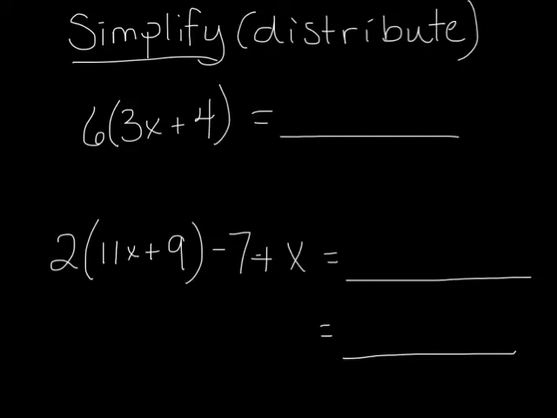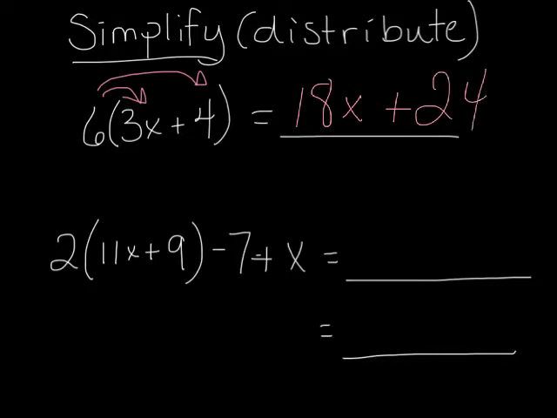Okay, here are a couple of examples that involve distribution. This should be just a reminder. When we see this problem, 6 times the quantity 3x plus 4, the first thing that we need to do is draw in the arrows so that we remember what to do. And then we perform the multiplication. 6 times 3x is 18x. And 6 times 4 is 24. So simplified, this expression will be written as 18x plus 24.